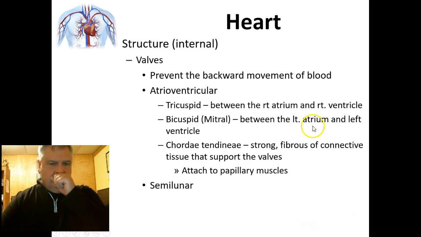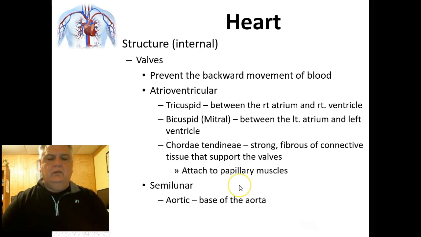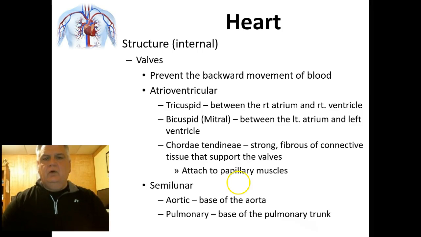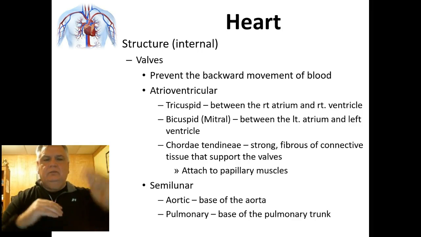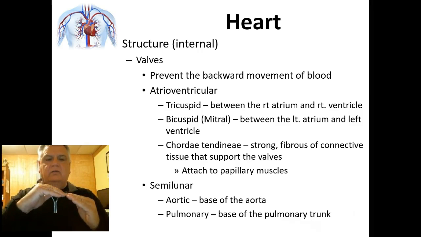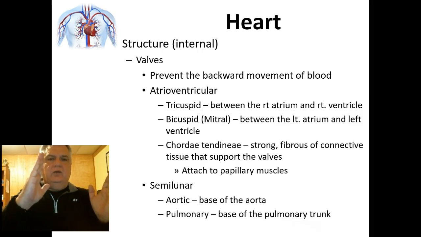In addition to the atrioventricular valves, there are two semilunar valves. One semilunar valve is located at the base of the aorta. The second semilunar valve is located at the base of the pulmonary trunk. So again, when that ventricle contracts and pushes blood into the aorta, the pressure from the ventricle causes the blood to enter the aorta. At the base of the aorta, there's a valve, the aortic semilunar valve, that opens up and allows the blood to pass into the aorta.